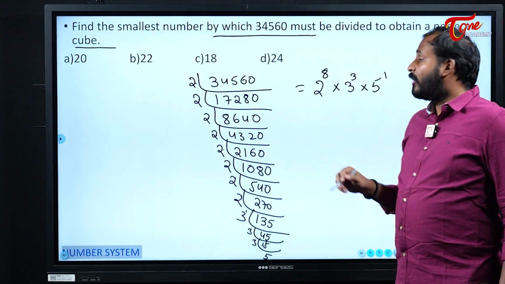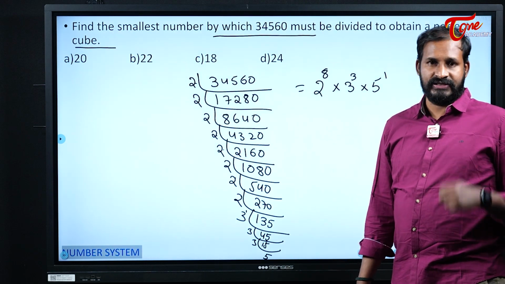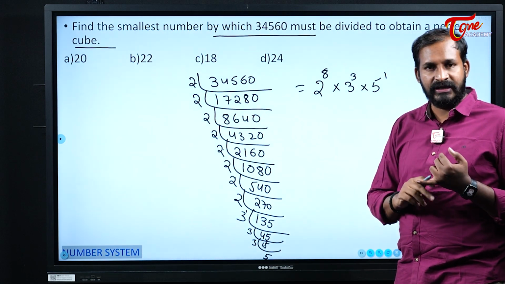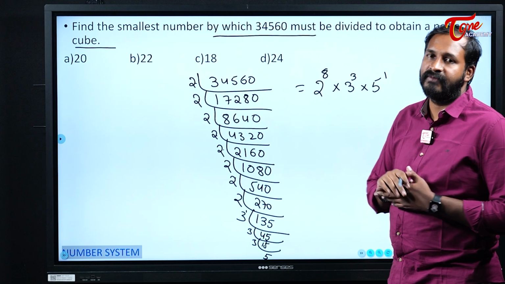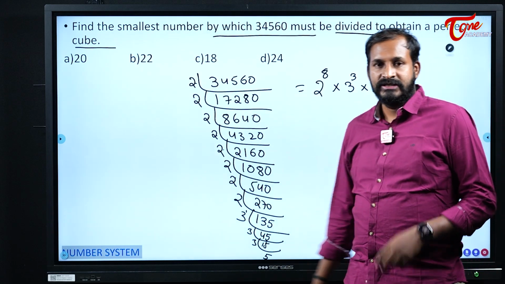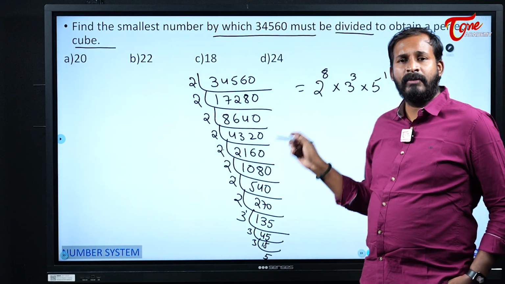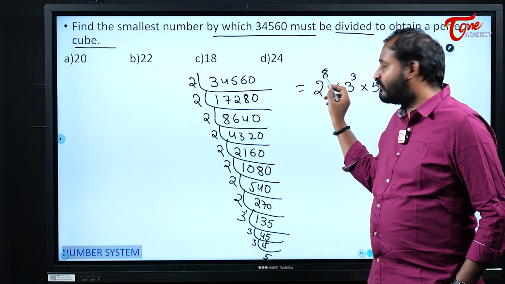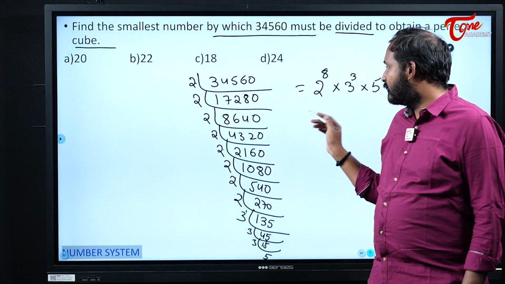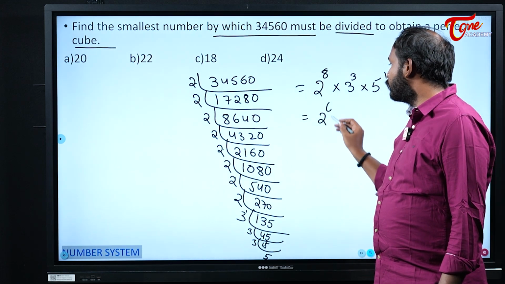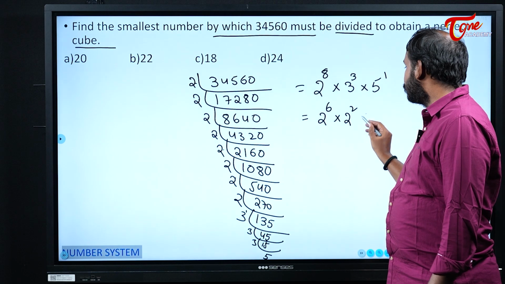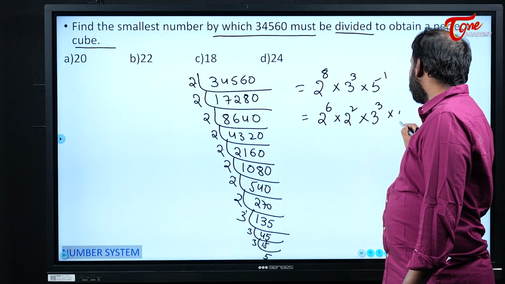Now, in order to make it a perfect cube, there are two ways. Either multiply it with some other value to make it a perfect cube, that is one method, or else the second one is dividing it by some value to get a perfect cube. In either way we can do it, but our question is that we need to divide it. See here, cube means what? We need to have the power as 3. That means if you have multiples of 3 as power, then it is fine. Else we should remove the excess. So I can write this as 2 power 6 into 2 square, into 3 cube, into 5 to the power of 1.